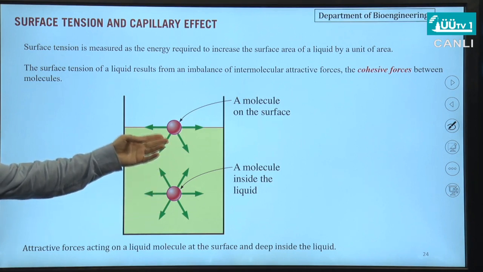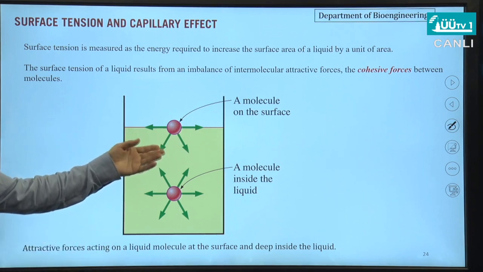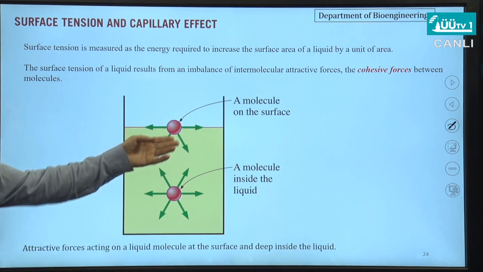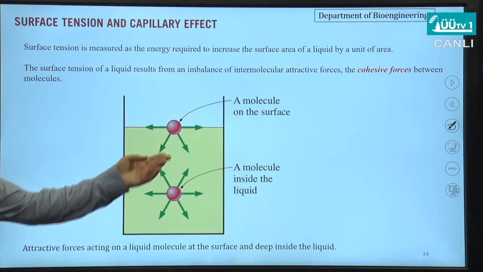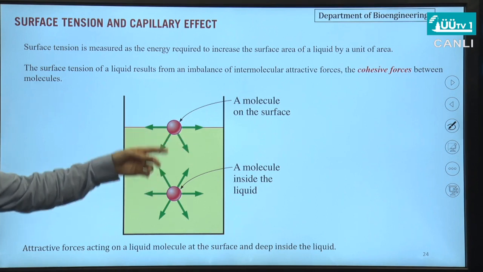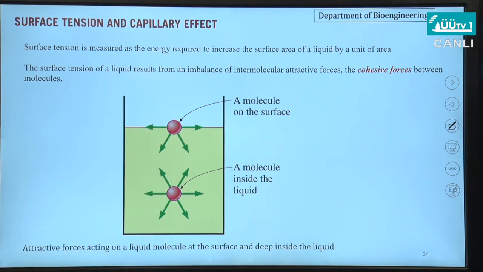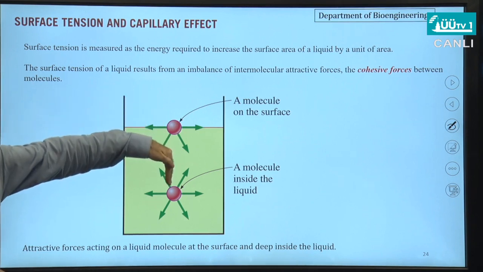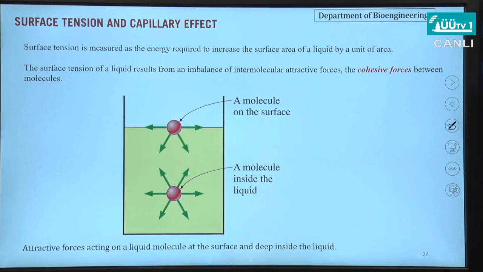However, in this case, as you can see here, there is another phenomenon. These forces are not in balance due to the attractive forces between the adjacent molecules, and here there is no other molecule to balance the forces. So here the force is inward, toward the liquid, okay? However, in this case they are in balance. So these forces are called cohesive forces.